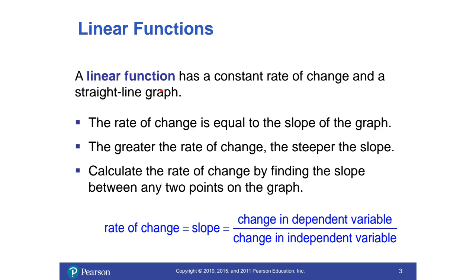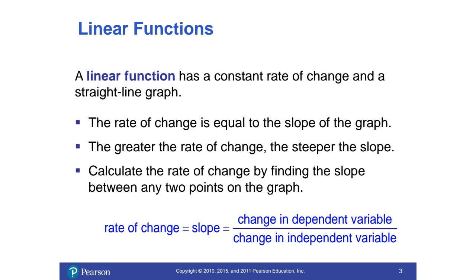So a linear function has a constant rate of change and a straight line graph. Now recall from section 8a that we said linear growth is growth that occurs by adding a constant amount per unit of time. That's where that constant rate of change comes from. And that constant amount that we add to get linear growth, that is the slope. The slope tells you how much you add per unit of time. The rate of change is equal to the slope of the graph.